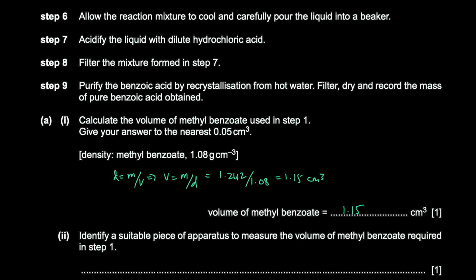Identify a suitable piece of apparatus to measure the volume of methyl benzoate required in step 1. We want to measure 1.15 cm³ of methyl benzoate. We're going to use a burette, okay, to measure it.